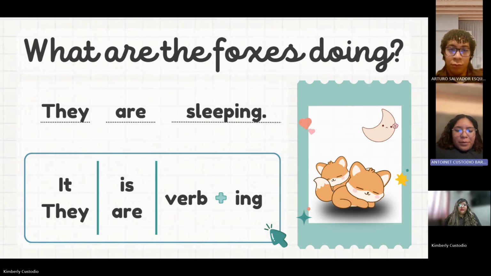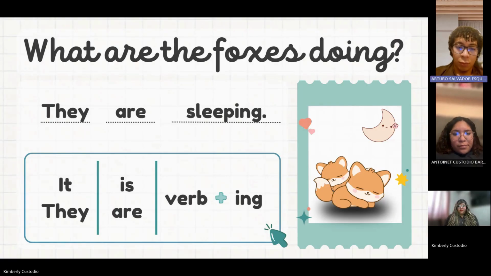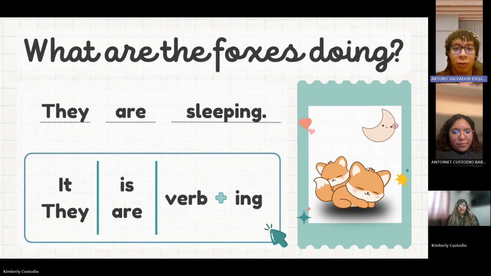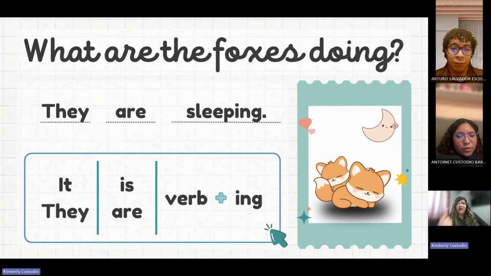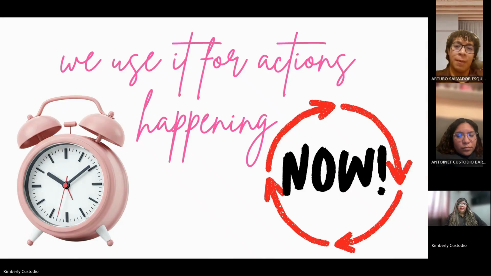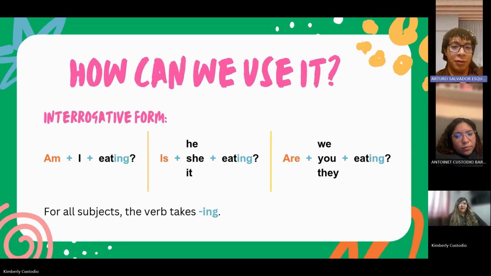Okay, Antoinette, please ask Arturo to continue with the summary. Arturo, can you continue, please, with the summary? Okay. Well, the last part was about the negative form. The order of the statement is the subject plus the verb to be, the not, the verb, and the ing. And don't forget about the interrogative statements. Do you remember? It was first the verb to be plus the subject and then the verb with the ing.